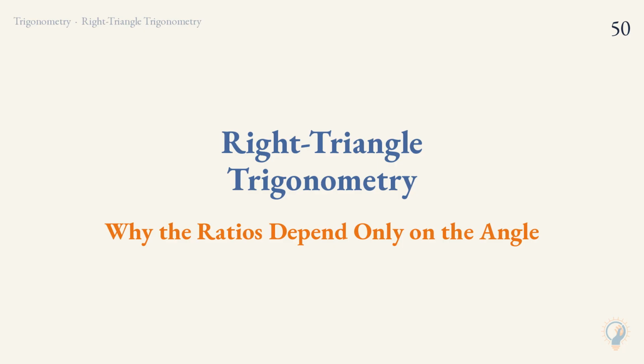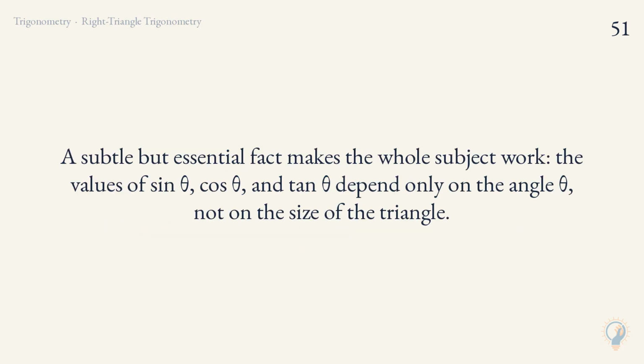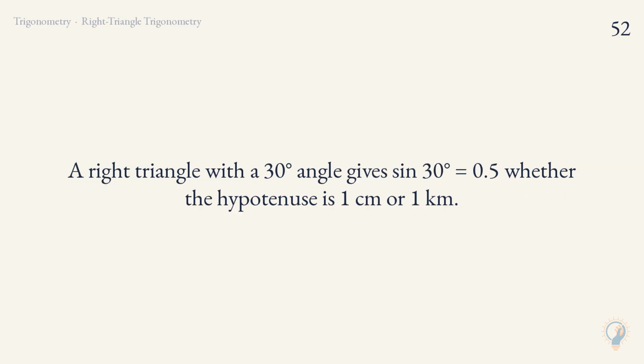Why the ratios depend only on the angle? A subtle but essential fact makes the whole subject work. The values of sine theta, cosine theta, and tangent theta depend only on the angle theta, not on the size of the triangle. A right triangle with a 30-degree angle gives sine of 30 degrees equals 0.5, whether the hypotenuse is 1 centimeter or 1 kilometer.